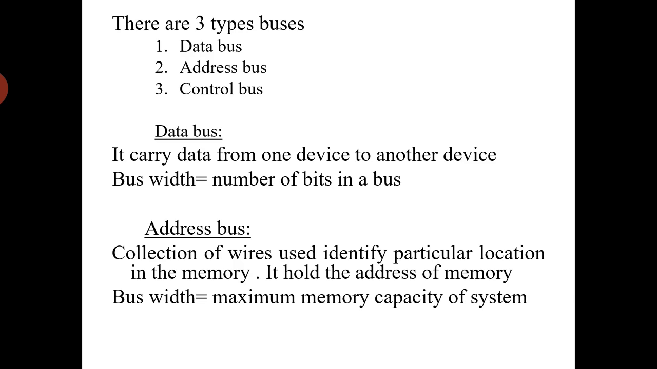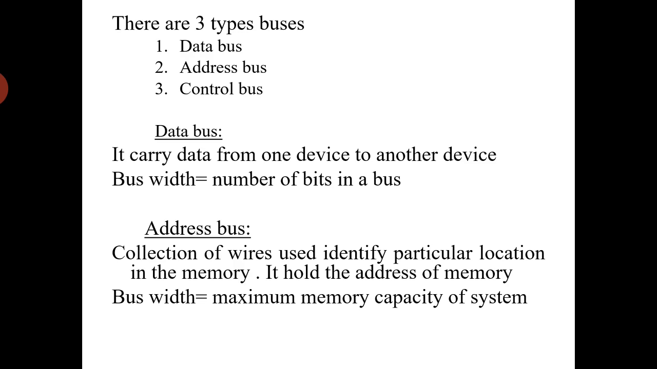This is the first one. Next, the second one is the address bus. The address bus is the collection of wires used to identify a particular location in the memory. So here an address bus holds the address of the memory. The data bus transfers the data from one device to another or between several devices. The address bus transfers the address of the memory location. The address bus width is equal to the maximum memory capacity of the system.